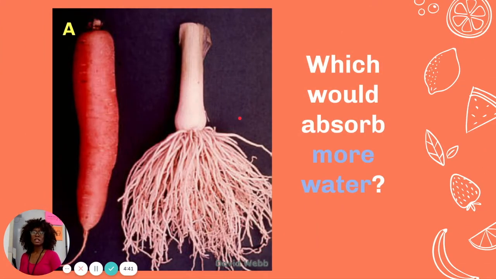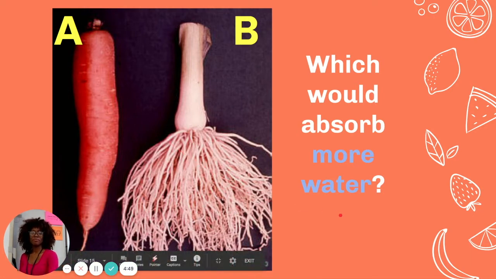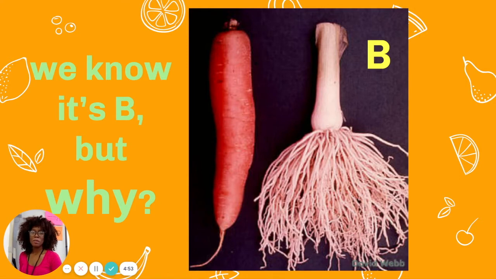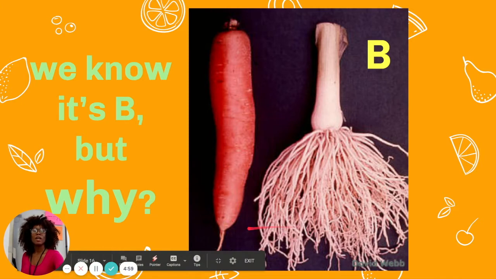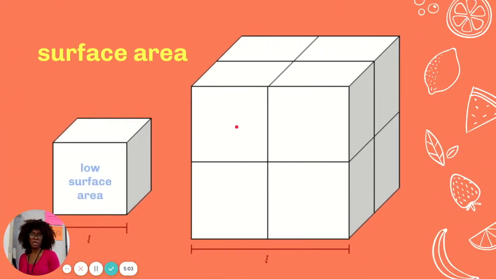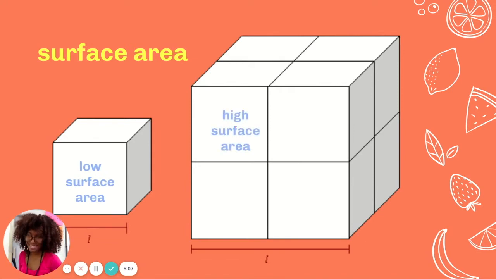So look at these two. We have A and we have B. Which would absorb more water, do you think? A or B? So we know that it's B, right? So you probably already picked B. Why? Why is B absorbing more water than A? Well, there's this thing that's called surface area. You probably learned about this in your math class. Well, here it is in biology.